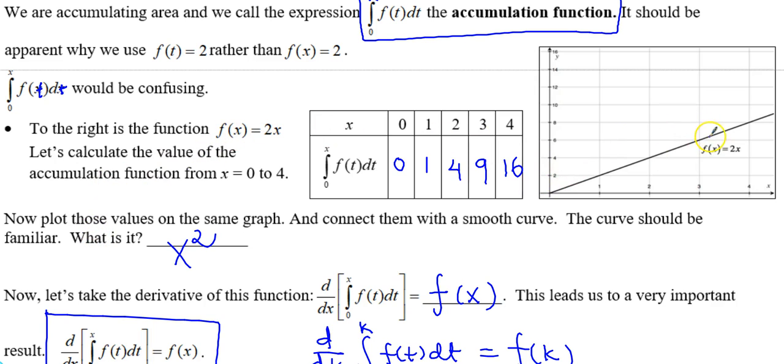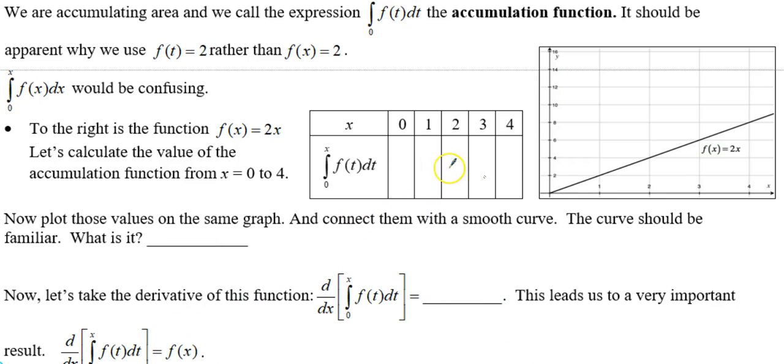Let's take a look at this. Another function, f of x is 2x. And if I find the area from 0 to x, keep changing, 0 to 1 is 1, 0 to 2, the area of this is 4. Check the scale. This is confusing because the scale is going by 2, 4, 6, 8. Look at the scale. The x and y axes have different scales.